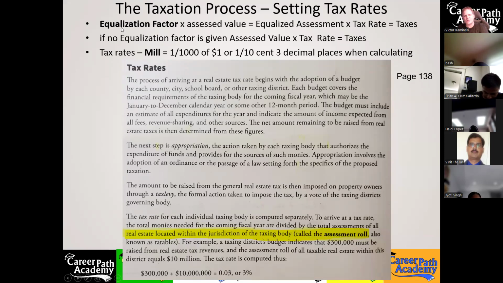You take the equalization factor times the assessed value equals the equalized assessment, and then you multiply that by the tax rate to get the taxes. You see where I'm at with the mouse? And then if they don't give you an equalization factor on your math problems, you just take the assessed value times the tax rate. That's how you calculate the taxes.